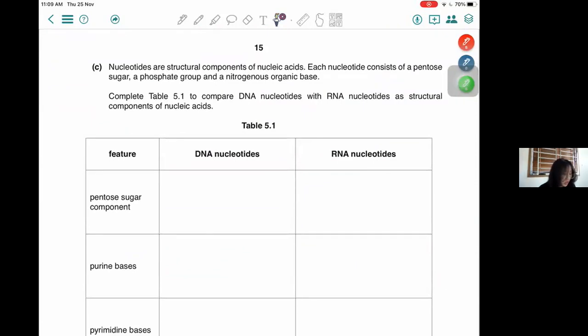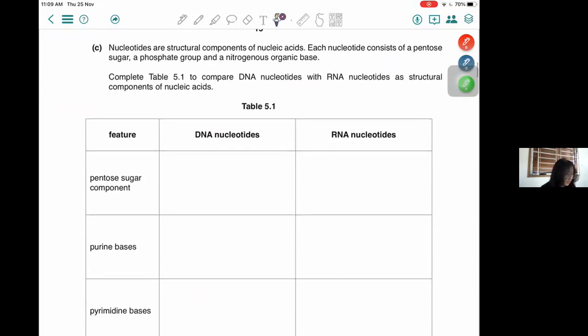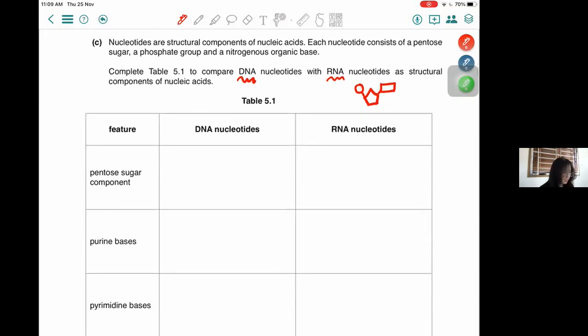For the first question, nucleotides are structural components of nucleic acids. Each nucleotide consists of a pentose sugar, a phosphate group, and a nitrogenous organic base. Complete table 5.1 to compare DNA nucleotides with RNA nucleotides as structural components of nucleic acids. So nucleotides are monomers of DNA and RNA, and each consists of a pentose sugar, please ignore my drawing, a phosphate group, and a nitrogenous base. So this is just a very straightforward question.